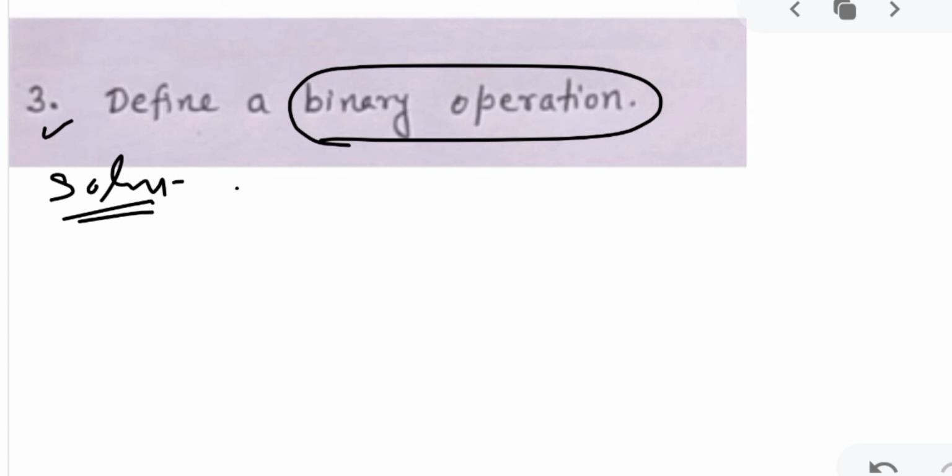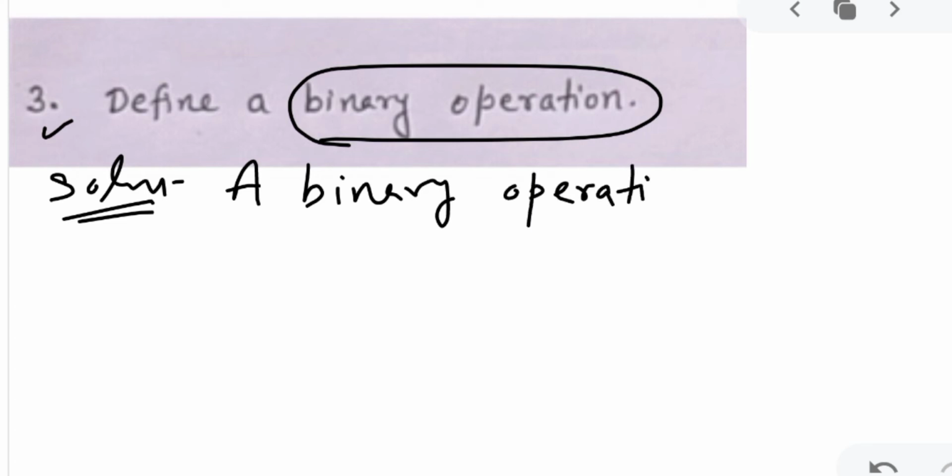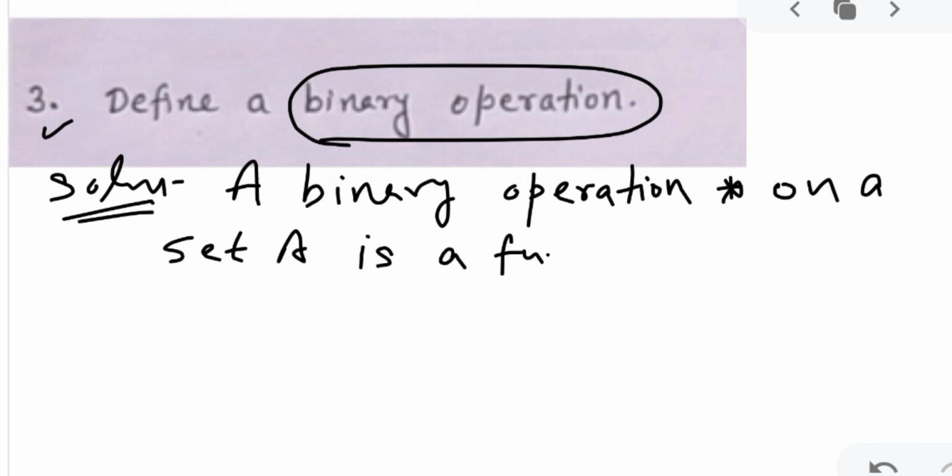You will write the definition as: a binary operation star, I am taking any binary operation star, on a set A is a function star that is defined from A cross A to set A.